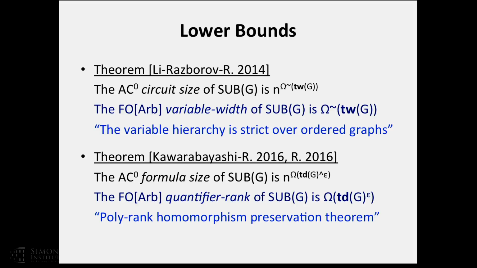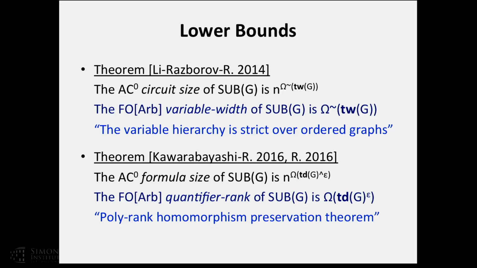And these each have kind of corollaries which resolve open problems in finite model theory. This result here showed that the so-called variable hierarchy of first order logic is strict on ordered graphs. And this result here gives our polynomial rank homomorphism preservation theorem on finite structures. Okay, so that's a mouthful.